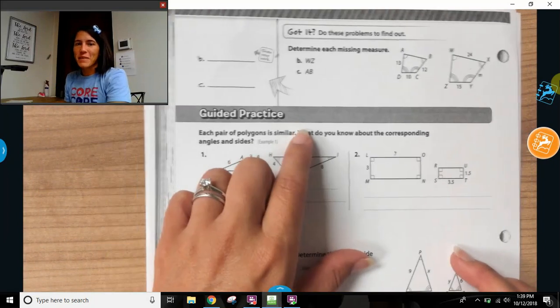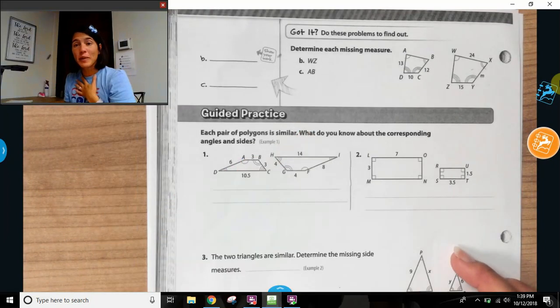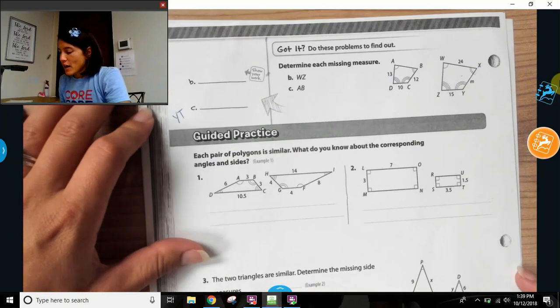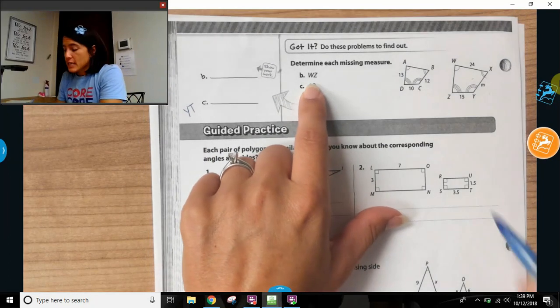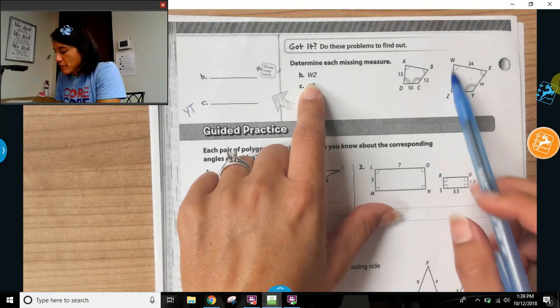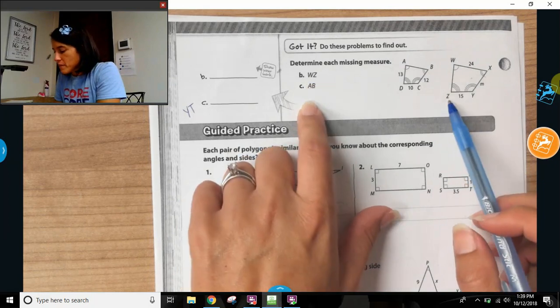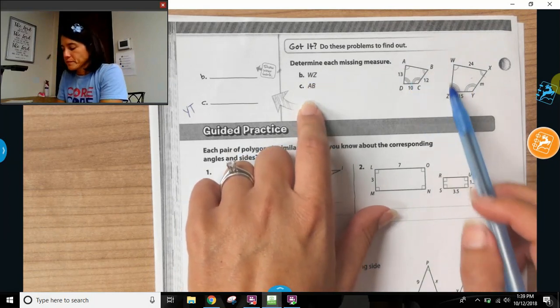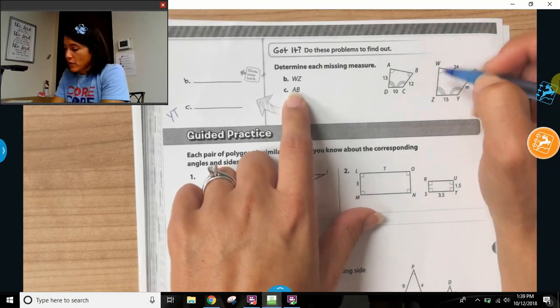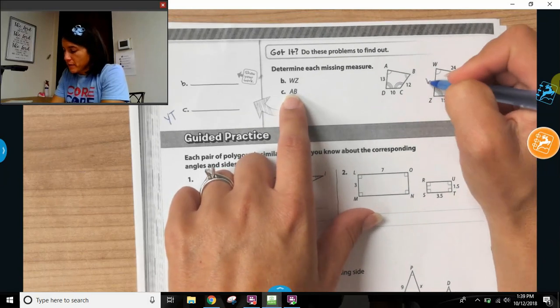All right, find the missing measure. I'm going to do B with you, and then C is going to be a U try. So WZ is right here. WZ. Okay, so we're missing WZ. We'll call this B.